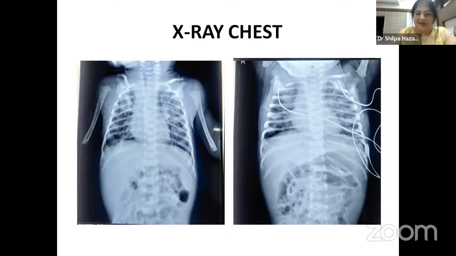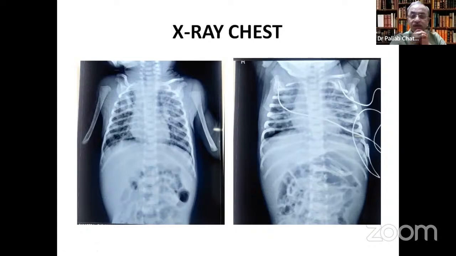So these are the x-rays at two different times. The first x-ray is the left one, and the second x-ray is the right one, and you can see that the first x-ray is better than the second, whereas clinically the child was more unwell at the first x-ray and less unwell at the second x-ray. So roughly 48 hours apart, these are the two x-rays. Any comments, sir?